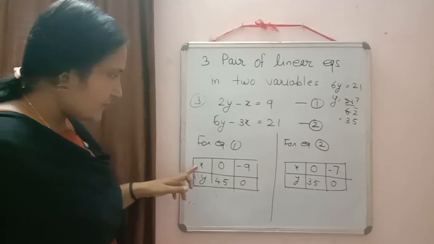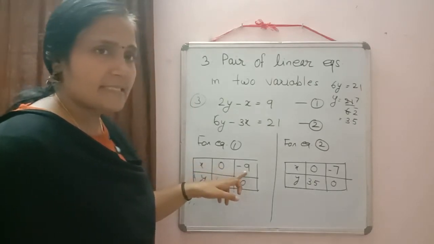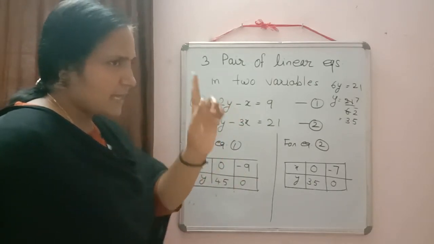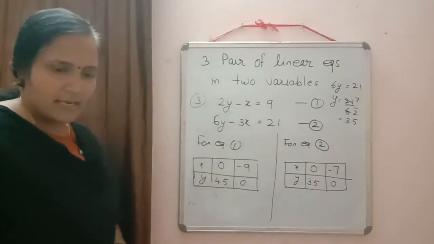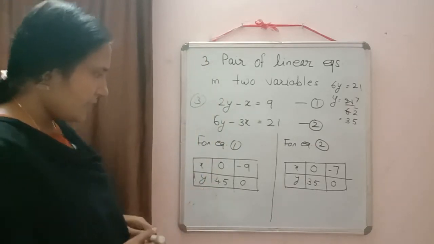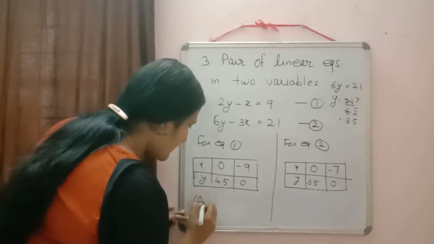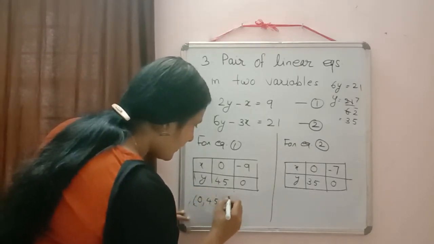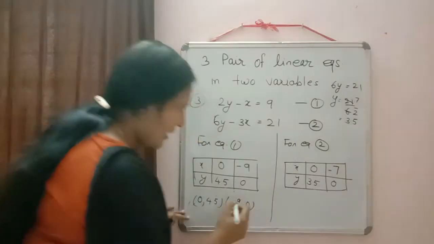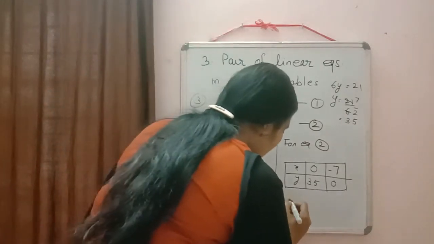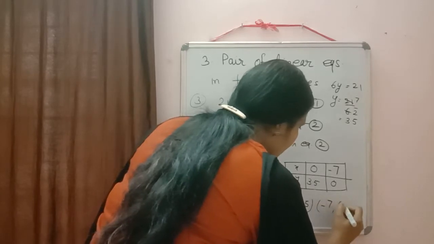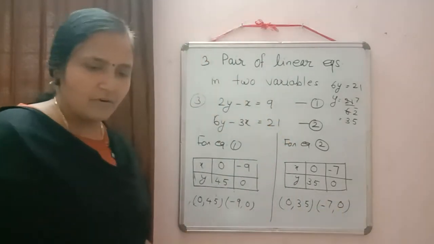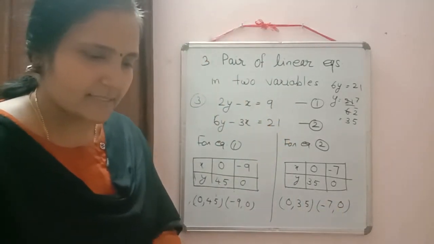In the x-axis we have to draw till minus 9 there. So on the positive side we can write only one number, x is equal to 1. So again we can write down the points here. Here our first coordinate is 0, 4.5, minus 9, 0, and here we have 0, 3.5, minus 7, 0. Now all of you start drawing the x-axis and y-axis.